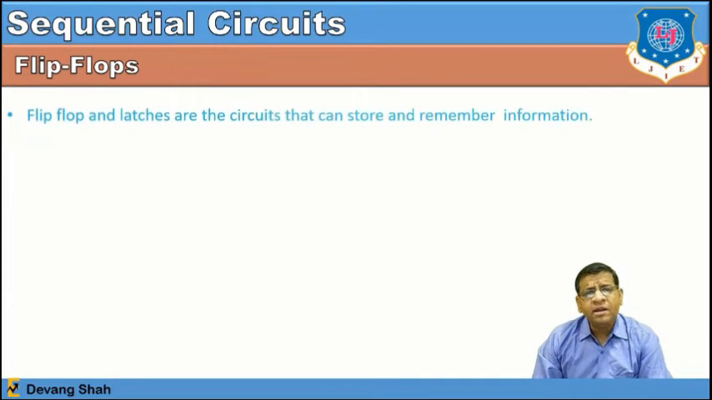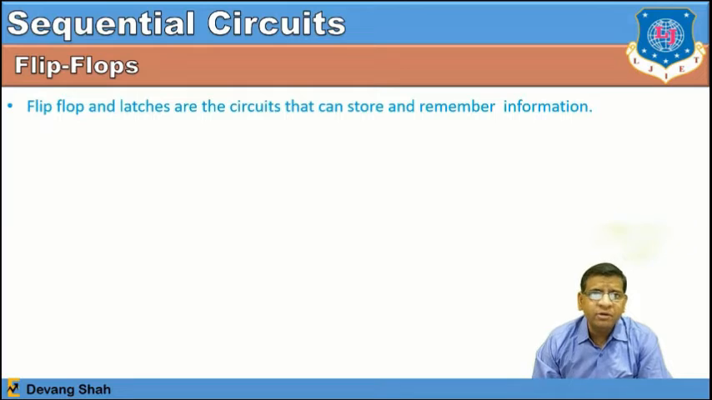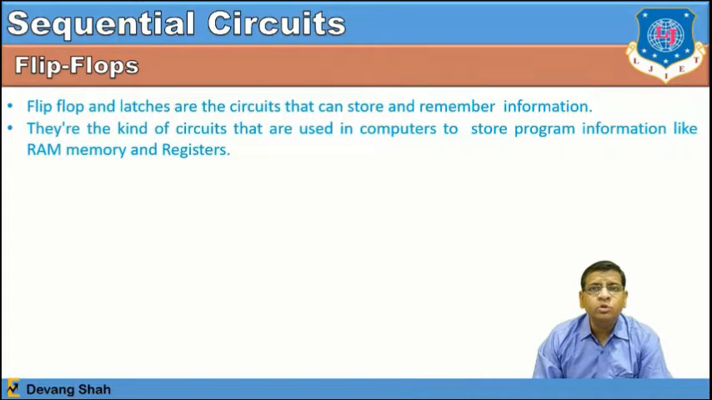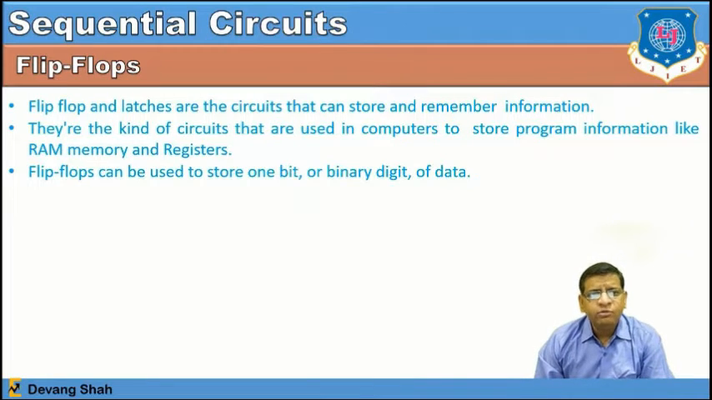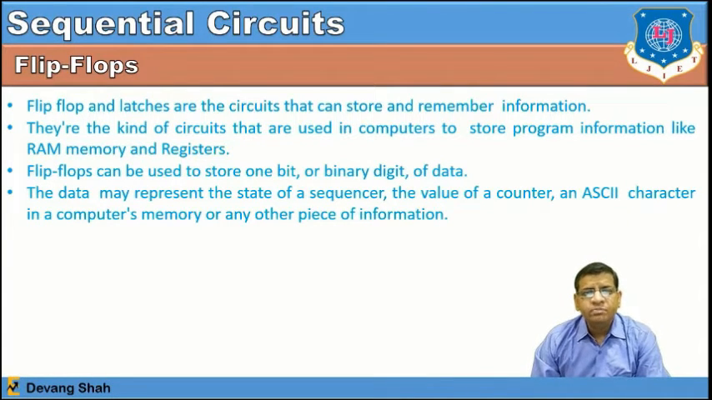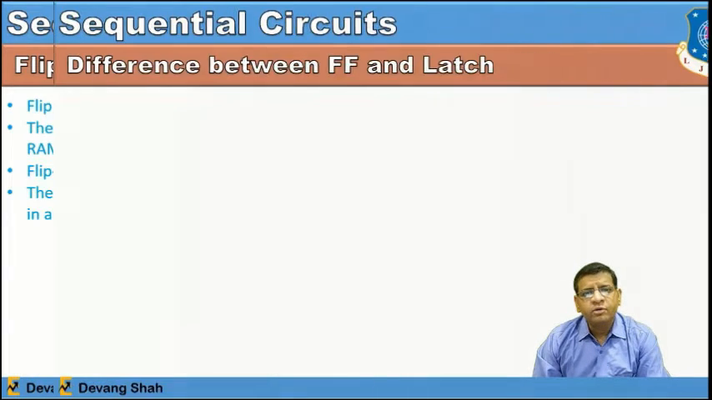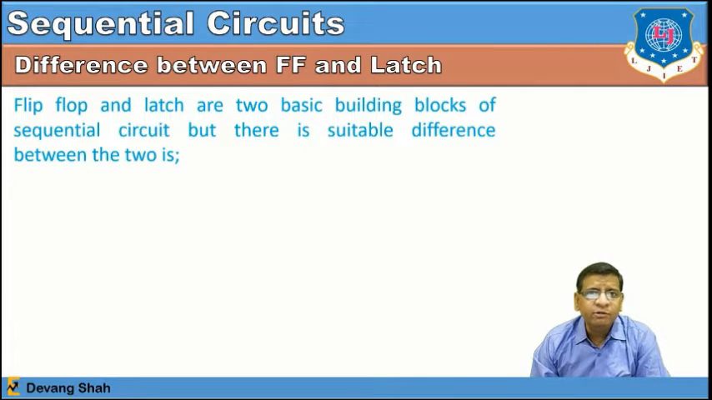So again, based on that, if we first try to design a flip-flop, flip-flops or latches are nothing but circuits that can store and remember information, and in what way they are going to store information, that we are going to learn with different kinds of flip-flops. So they are the kind of circuits used in computers to store program information, like RAM memory or registers. So ultimately here we are using flip-flops to make the memory, right? So flip-flops can be used to store 1 bit or binary data. The data may represent the state of a sequencer, the value of a counter, an ASCII character in a computer's memory, or another piece of information.